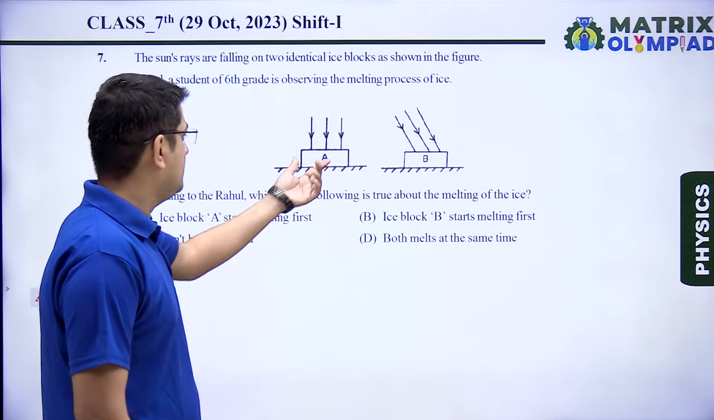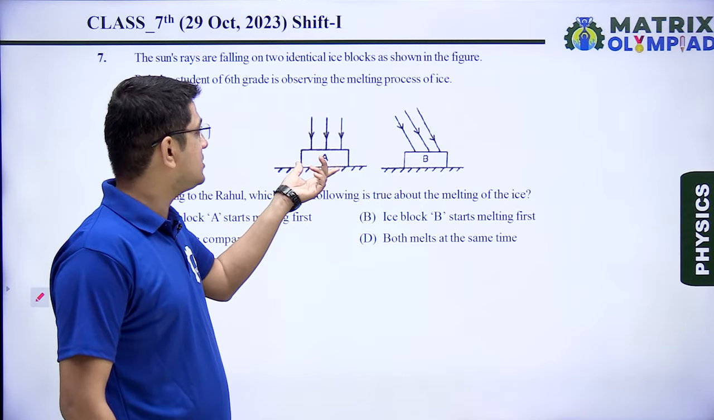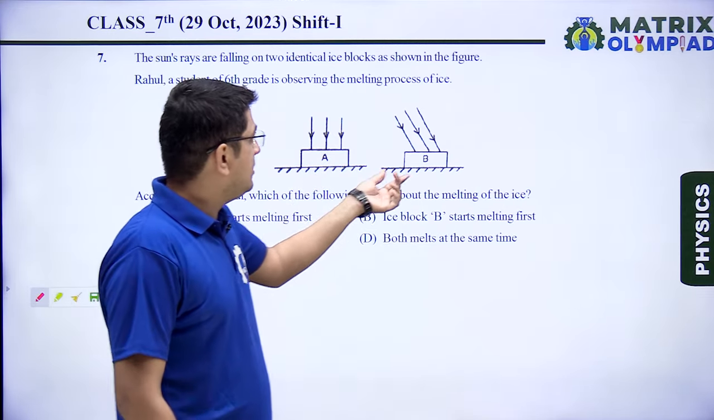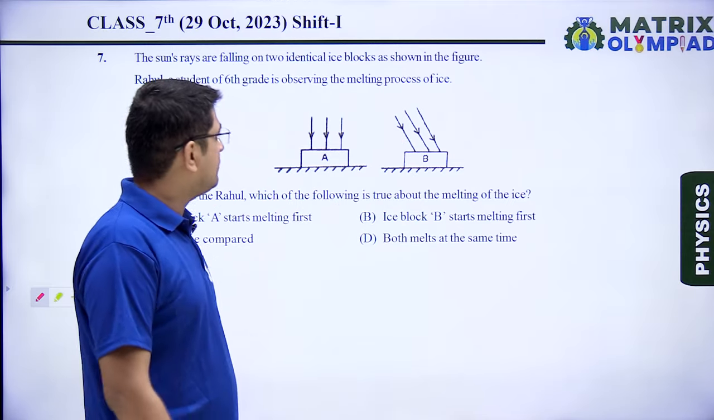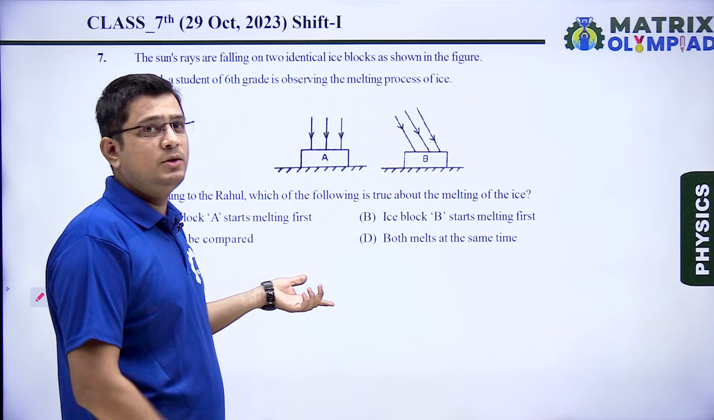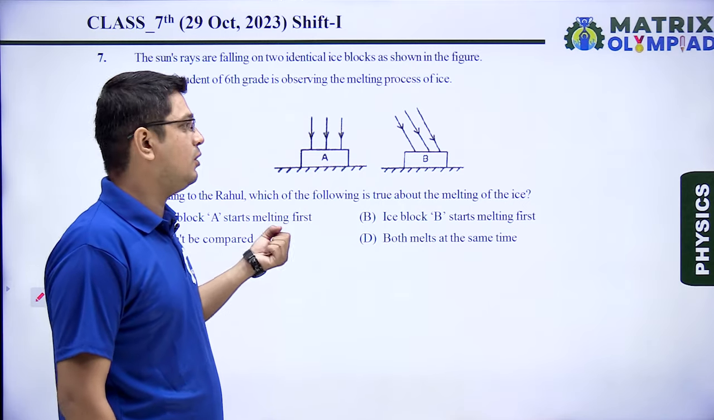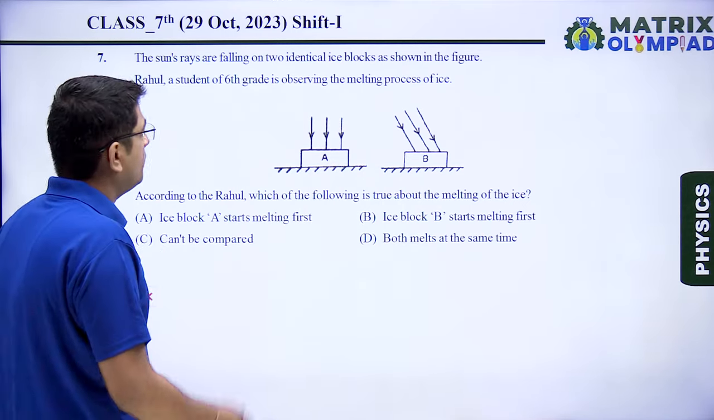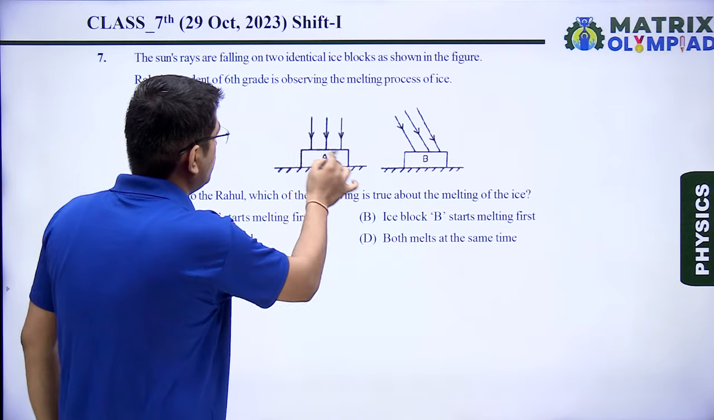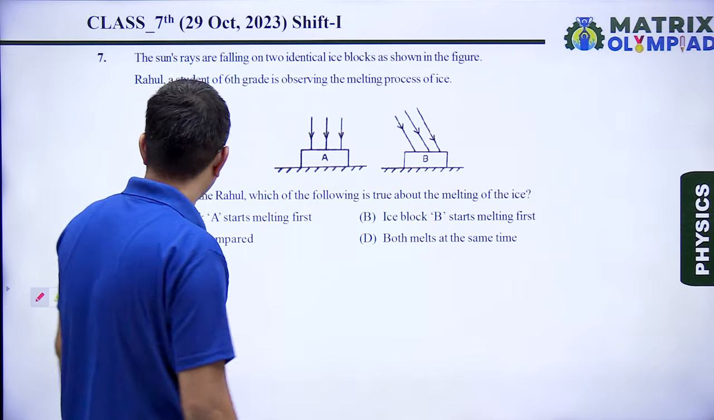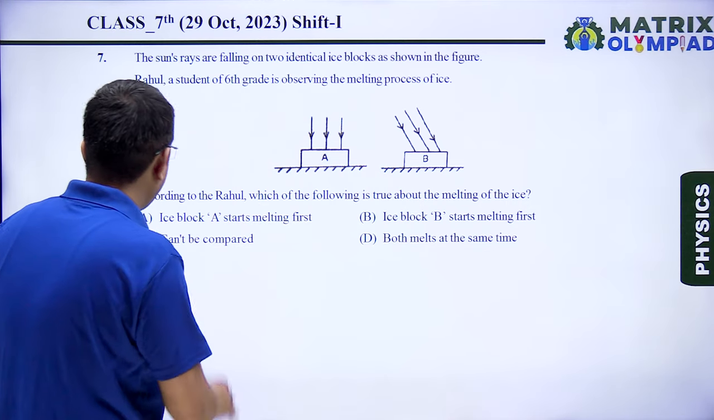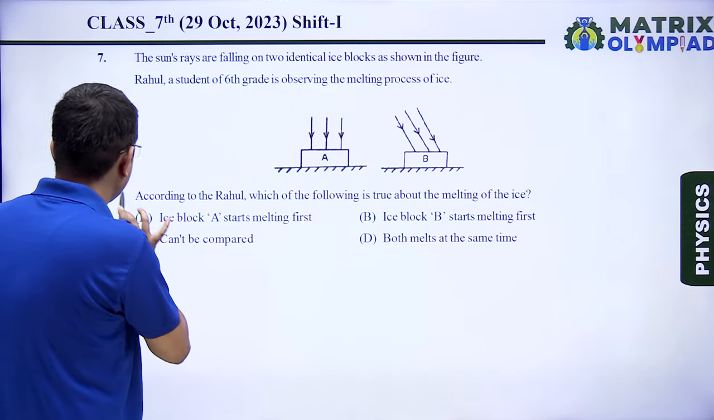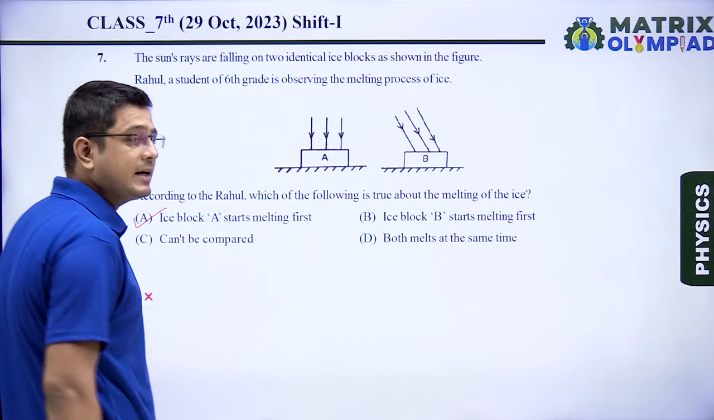We can see in case first, the rays are falling vertically, while in case second, the rays are falling at some angle. We know that whenever rays fall normally on a surface, the absorbing rate of heat will be more. So we can see the cube A will melt first. Ice block A starts melting first. So option A is our correct answer.